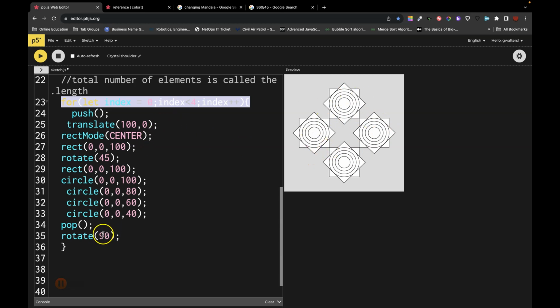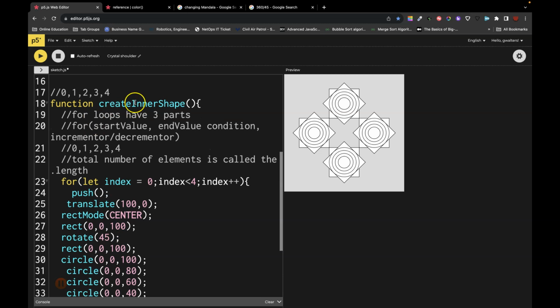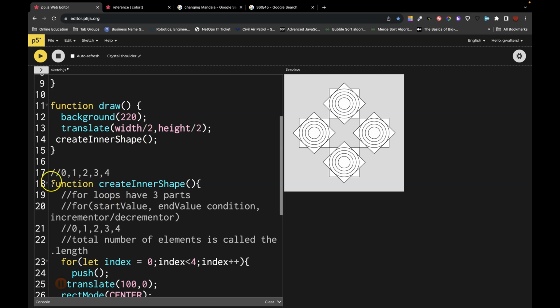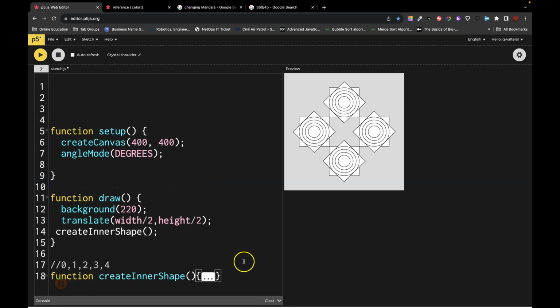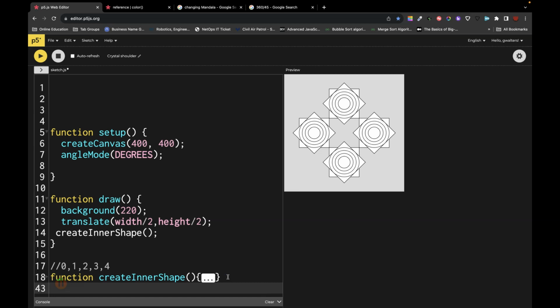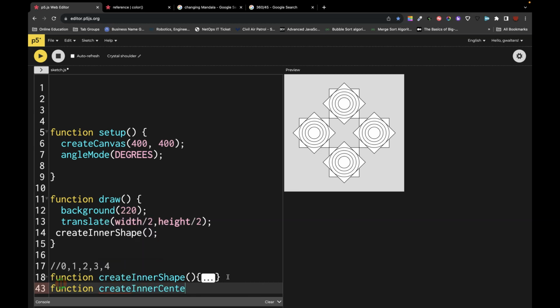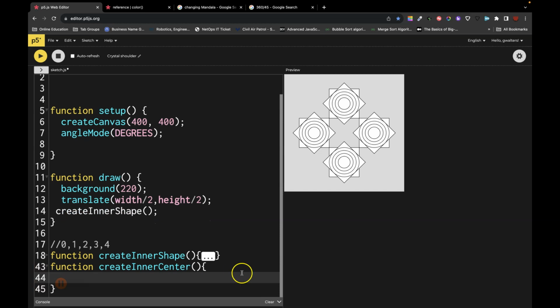Okay, now we could do this instead of rotating 90. So that is my inner shape, and that's what's being drawn. Now let's say I'm going to create another one, and I'm going to use another loop to do this. But let's say that I'm going to call it my create inner center, and I'm going to do a little bit more on this one. So this one, I actually want maybe a row of rectangles going around in a circle. I want a lot of them.